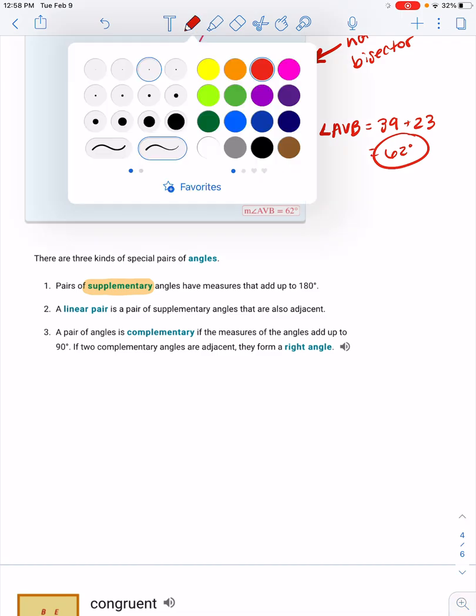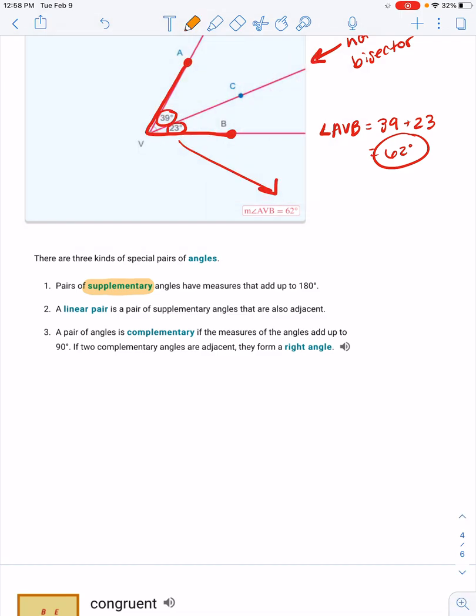So typically with supplementary angles, what you normally see is that they make a straight line, and they're together like this. So maybe this angle is 60 and this is 120. If this is 60 degrees and that's 120 degrees, then the whole thing, if I add those together, is 180 degrees, okay? So they're typically side by side like that, and you can see they make a straight line when I put them together.